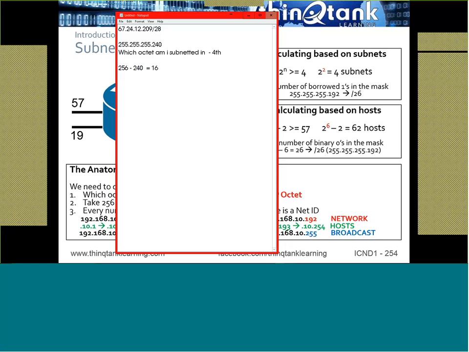Is 32 a network ID? Yes. Is 48 a network ID? Yes. Is 96 a network ID? Yes. Is 110 a network ID? No. You follow what I'm saying? If the number is divisible by 16, it's a network ID. If the number is not divisible by 16, it is not a network ID.